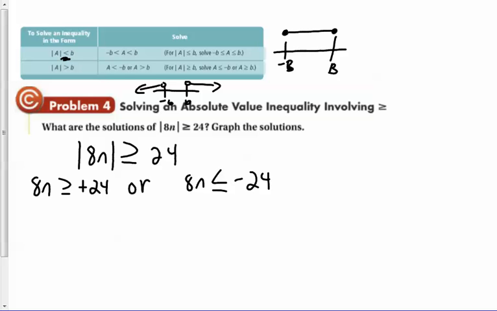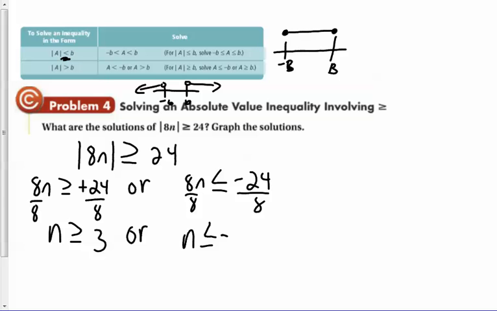So you have to change the sign. It's kind of weird, but it happens. When I divide by 8, I get n is greater than or equal to 3, or n is less than or equal to negative 3.